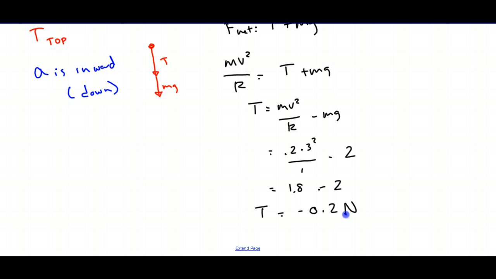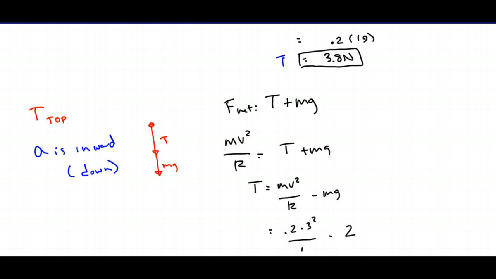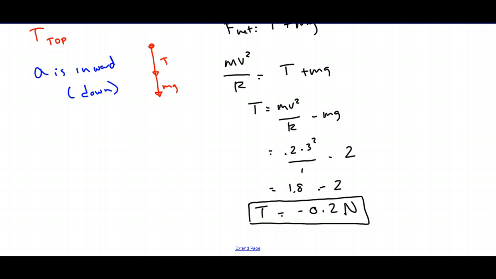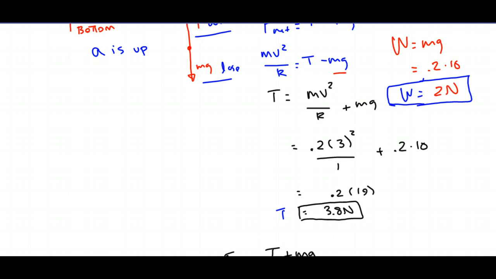Now, a negative tension means that the cord actually slackened. So whenever we get a negative tension, that means that the cord actually went slack. It kind of bent a little bit. And that means that it didn't complete the circle. And we'll talk about how we figure out whether or not the object completes its circle later on in class. But we notice that the tension is negative 0.2 at the top, and the tension is 3.8 at the bottom. So we can see then that it is much less at the top than it is at the bottom.